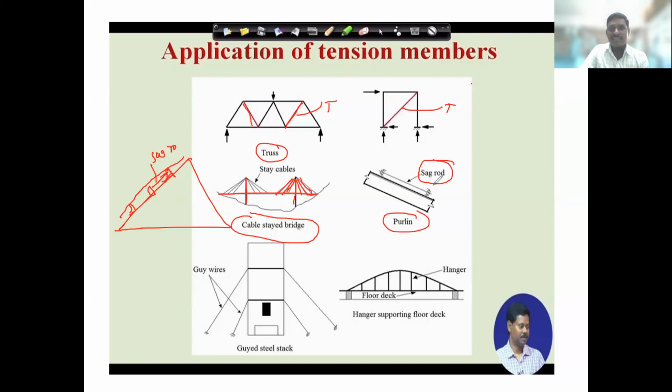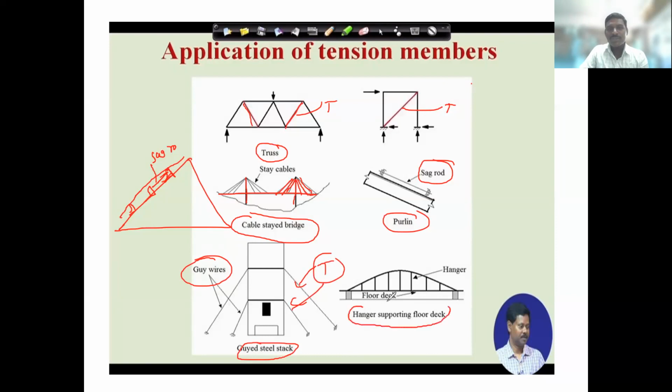So the sag rods are nothing but an application of the tension member. Then guy steel stack, it means there is one such building, and guy wires we are providing to hold this particular building by these wires. These wires carry the tensile force.